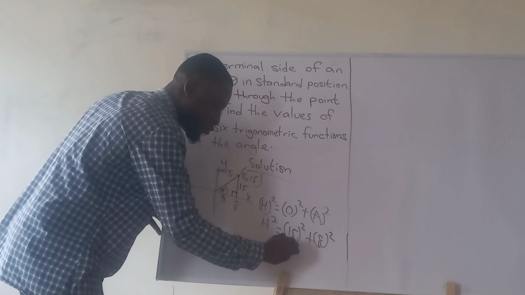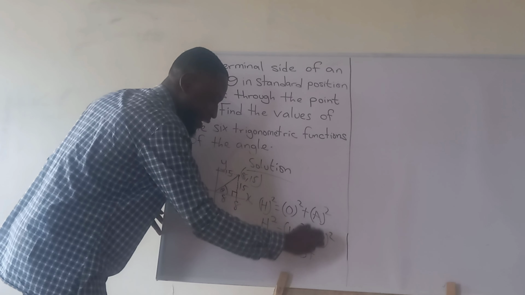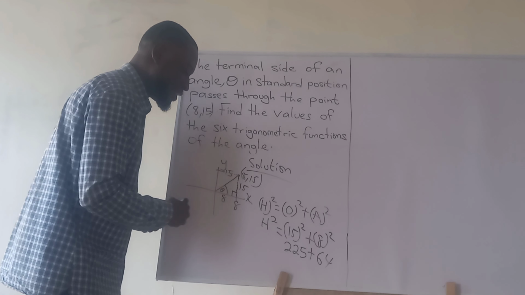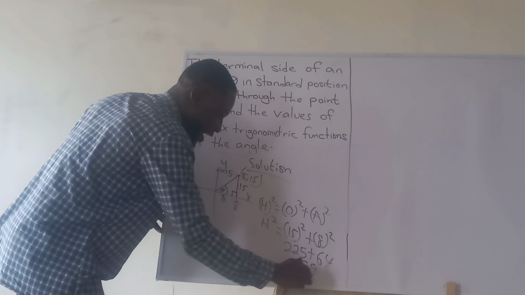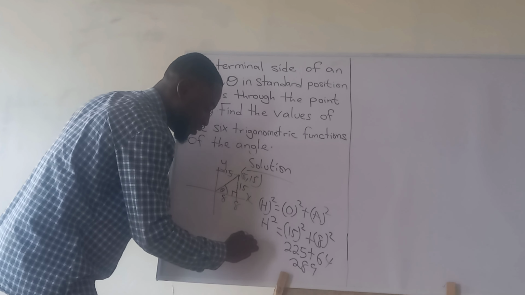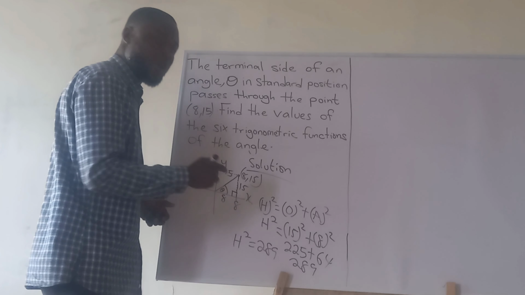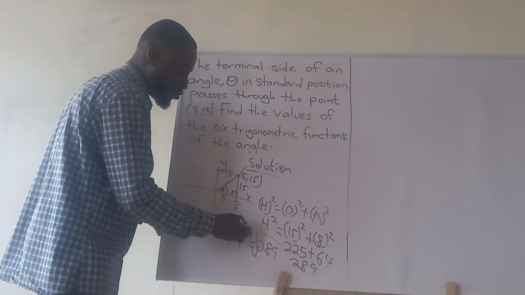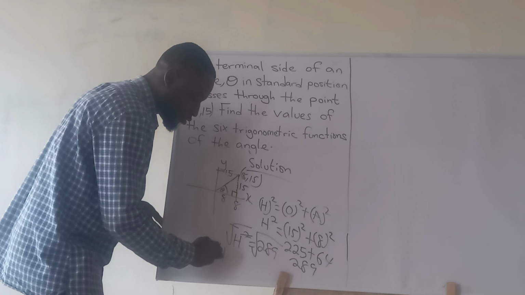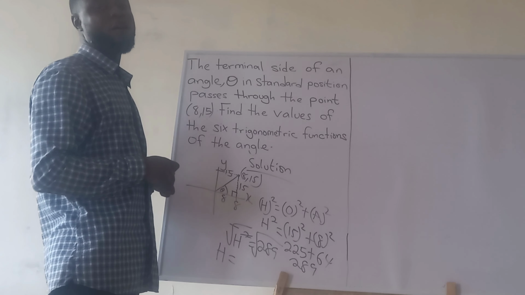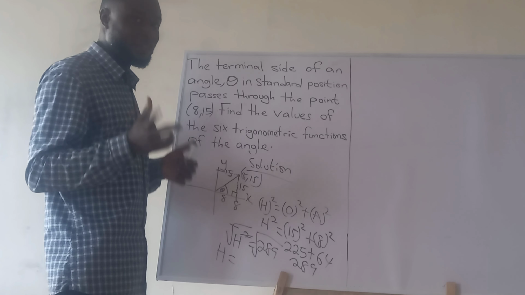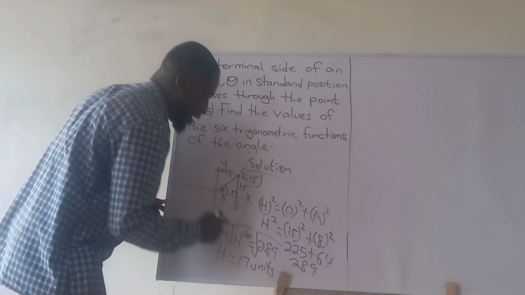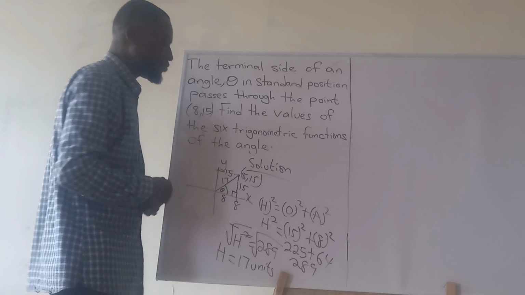15 squared will give us 225 plus 8 squared, which is 64. So when you sum this, you are going to get 289. Meaning our hypotenuse squared equals 289. Now we need the hypotenuse, so you have to square root both sides. The square root will cancel the square. So our hypotenuse will be equal to the square root of 289. Is it not 17? 17, good. So the length here is 17 units.